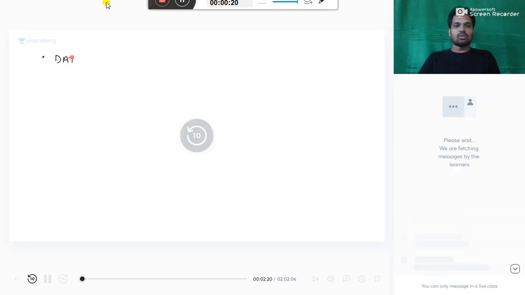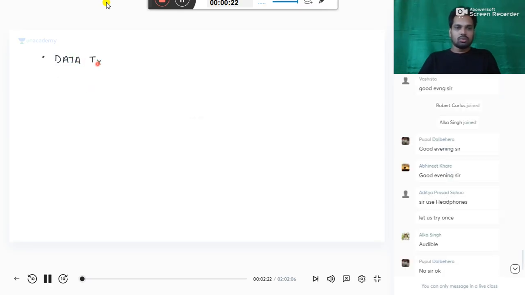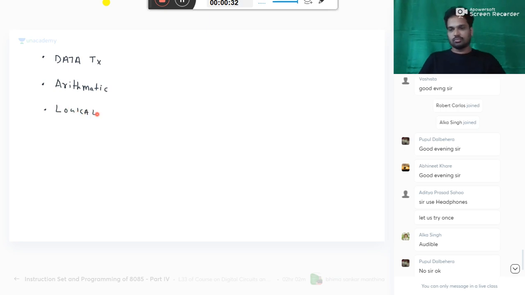Control transfer group, then arithmetic, then logical. Okay, so let's do some questions based on this. Then we can proceed for the branch group of control, branch group of instruction. So let's go.